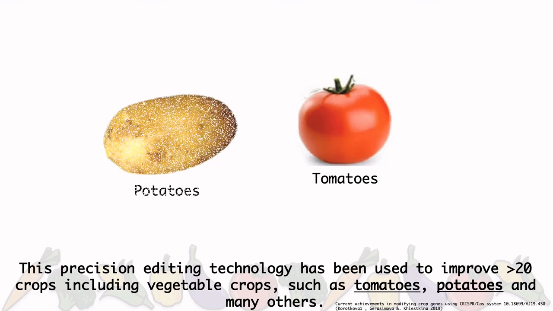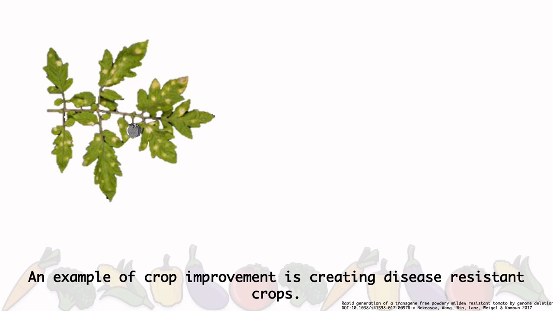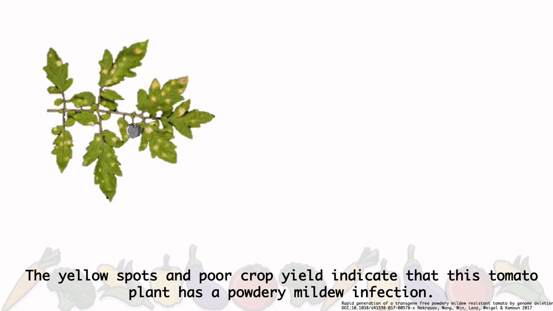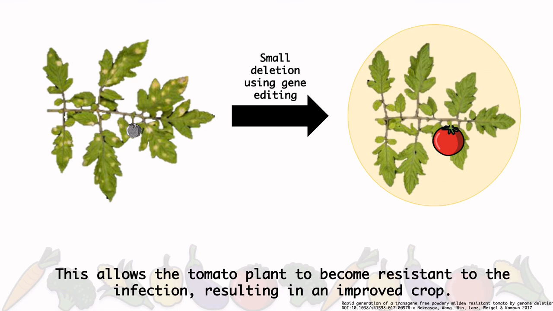This precision editing technology has been used to improve more than 20 crops, including vegetable crops, such as tomatoes, potatoes, and many others. An example of crop improvement is creating disease-resistant crops. The yellow spots and poor crop yield indicate that this tomato plant has a powdery mildew infection. A small deletion in a key gene was made. This technique means plants can be modified without the addition of foreign DNA. This allows the tomato plant to become resistant to the infection, resulting in an improved crop.